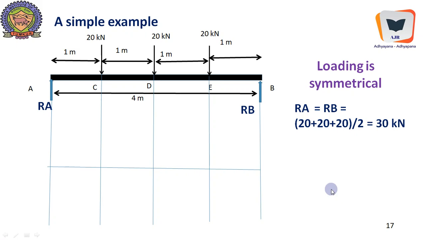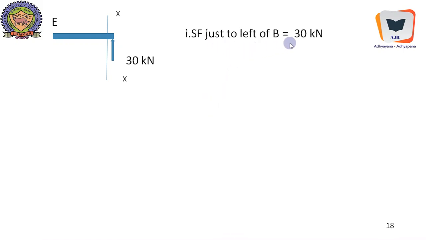So we will take a typical example. We will move very slowly with some simple simulation, and here is a reaction of 30 kilonewton, and here is the section just to the left of B, just to the left of the support, because we cannot take sections over the support. We are not bothered about the supports, we are bothered about the beam. Therefore we will move just to the left; whenever it comes to plotting, it is the point itself. SF just to the left of B equals 30 kilonewton, and positive effect prevails because it is force upwards.